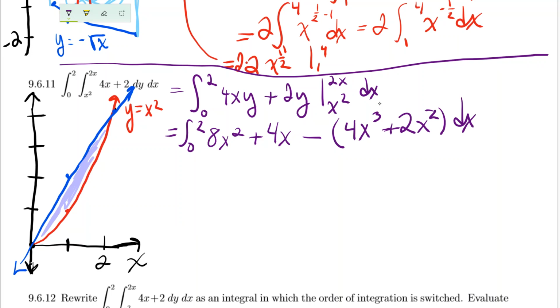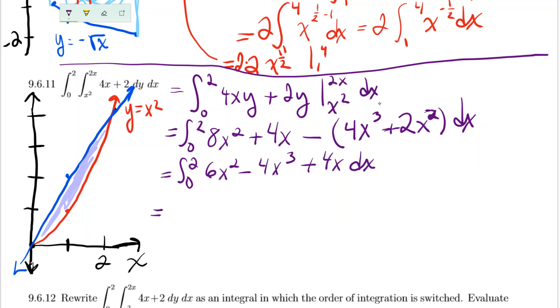So if we want, at this stage, we should distribute this negative and combine some stuff before we integrate. Integration from 0 to 2. Let's see, we have 8x squareds and we lose 2 of them over here because that's going to be a subtraction. So that'll give us 6x squared minus 4x cubed. Ooh, and I almost missed the plus 4x. Okay, so we only had a little bit of reduction. I'm okay with it though.